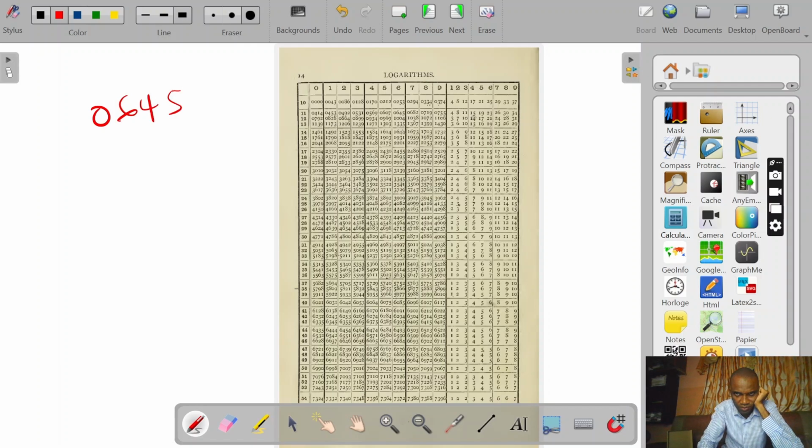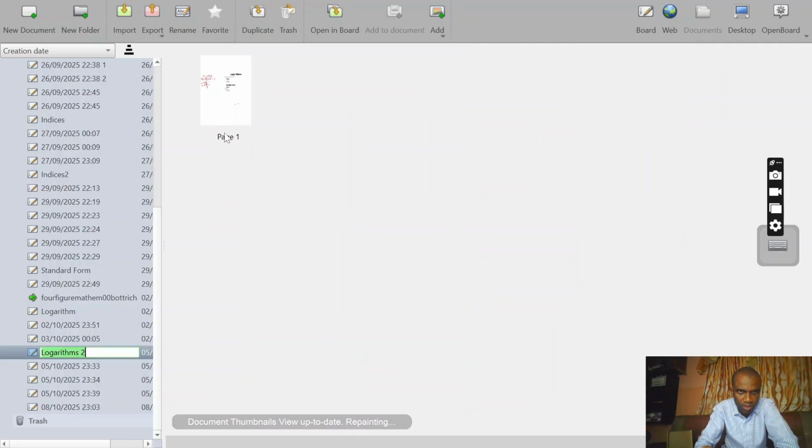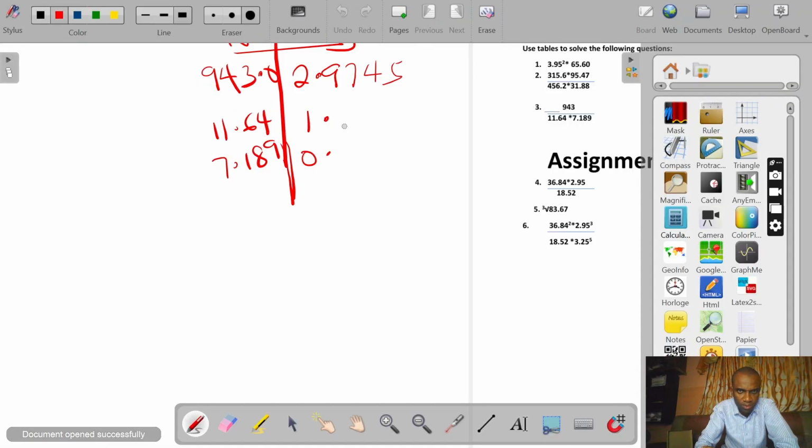Difference 4 is 15. So I'm to add the 15 to it. That will give me 0660. That's good. I'll go back to my assignment. The last one is 71 under 8, difference 9.